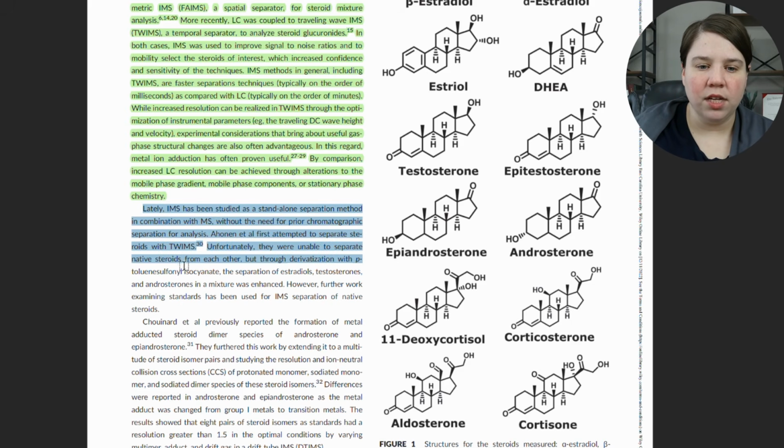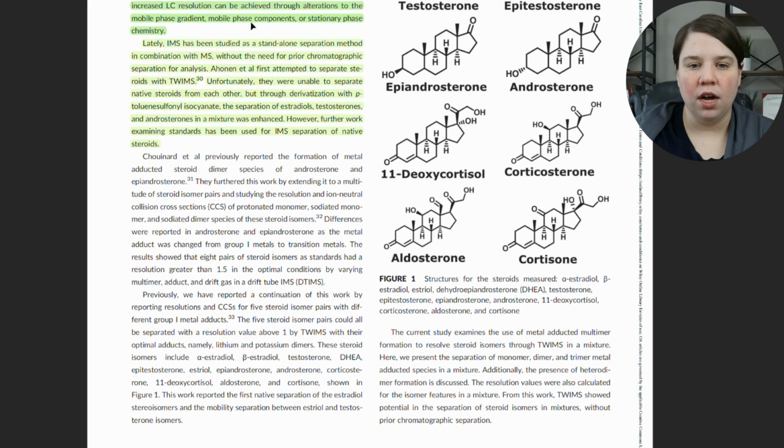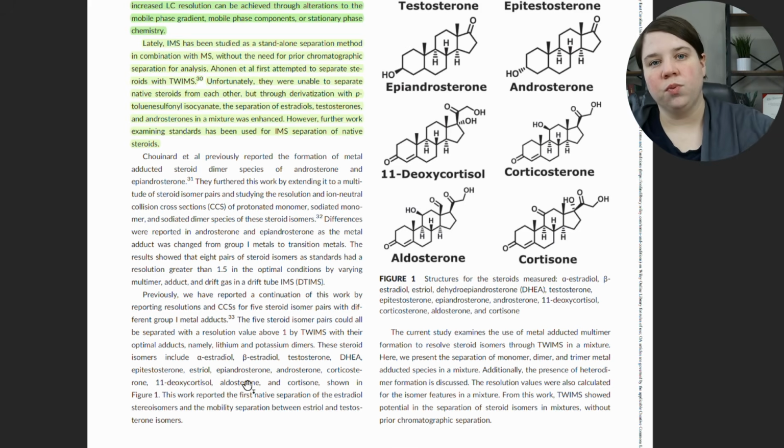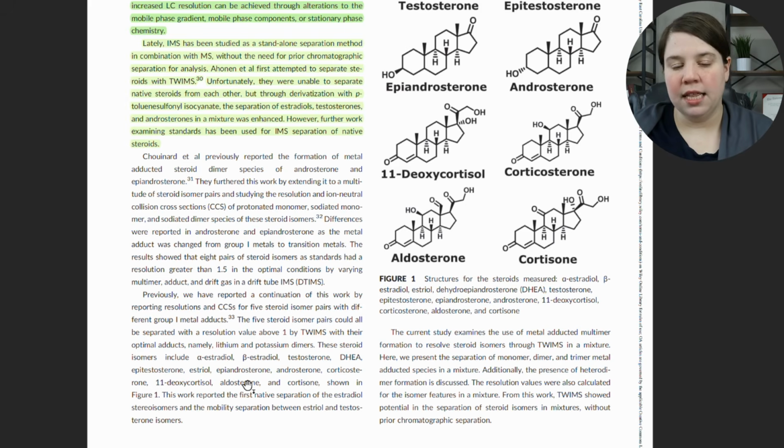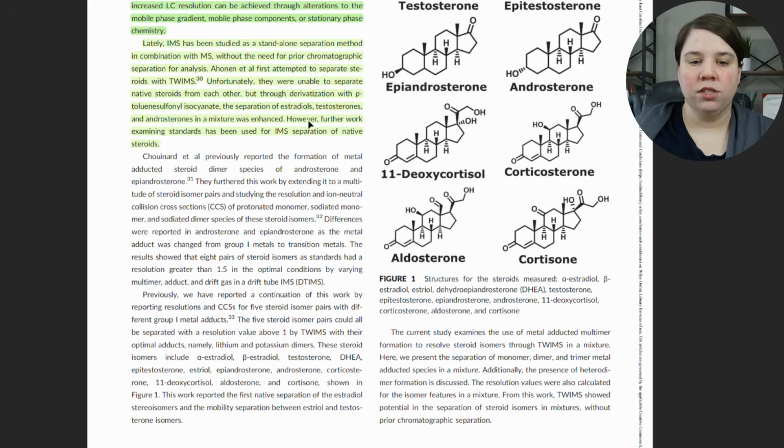So we have background knowledge and then we have background literature. This one is specifically on derivatization. This one is talking about steroid dimer species. And then we have these down here that are specifically talking about the previous work to this paper that I actually did, which is talking about expanding the number of metal adducts. So now we can see our three themes of our background literature going on in here.